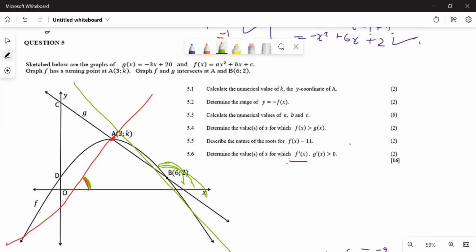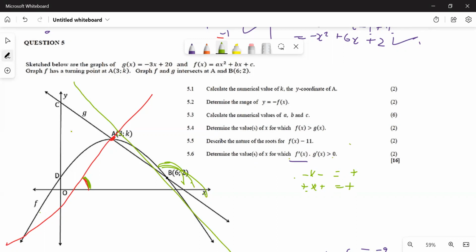Now, because we're looking for this here, we want to have positive. How to get positive? You can get positive by having negative multiplied by negative, which gives you a positive. Another way you can get positive is if you have a positive multiplied by a positive, which is also going to give you a positive. Now we have the red m is positive. The green m is negative.